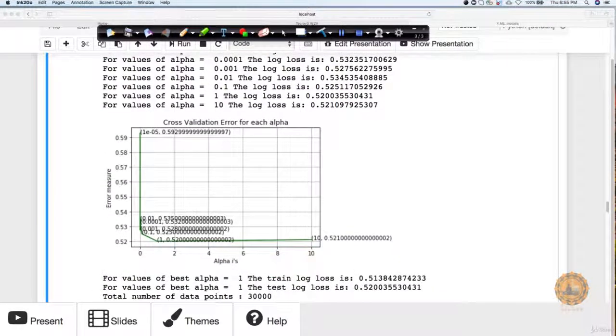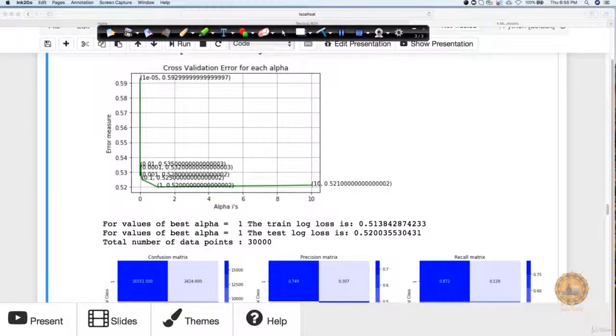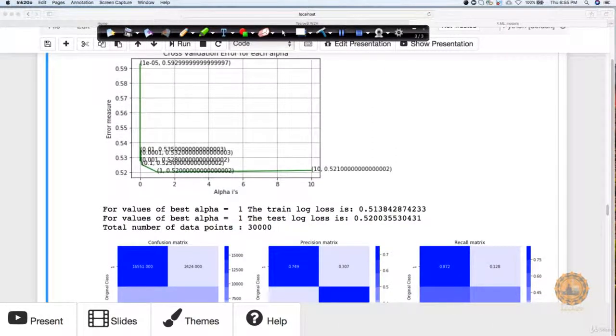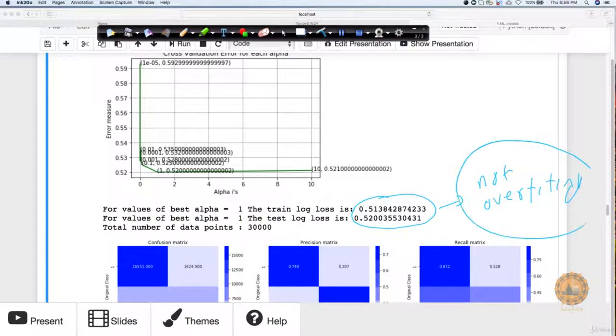You can see with this graph also that at the value 1, we are at the minimum. Now we will look at the log loss for train and test, and you can notice that both log losses are quite close, which means they are not overfitting.